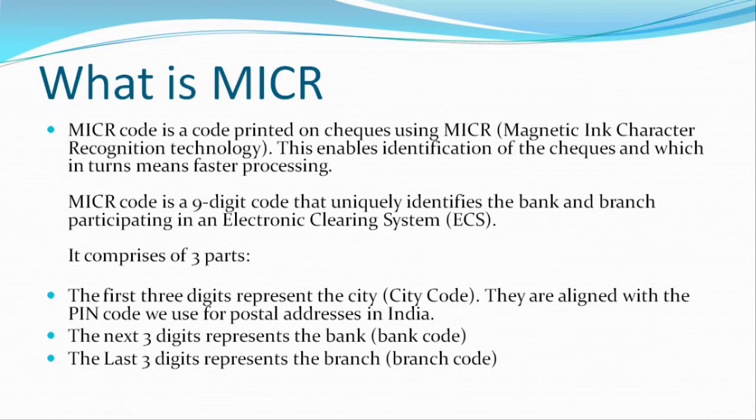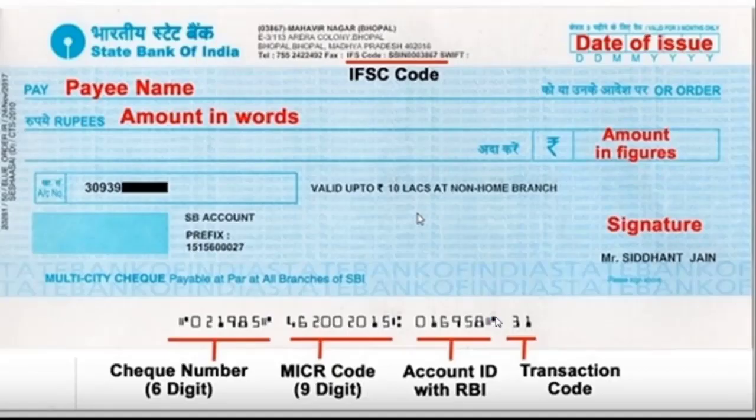So MICR code is a 9-digit code that uniquely identifies the bank and the branch participating in electronic clearance system. The 9-digit MICR code comprises 3 parts. The first 3 digits represent the city code. For example, if this check belongs to a particular city, then the first 3 numbers are related to that particular city's pin code. In case of Pune, you can see this number, it is 411.